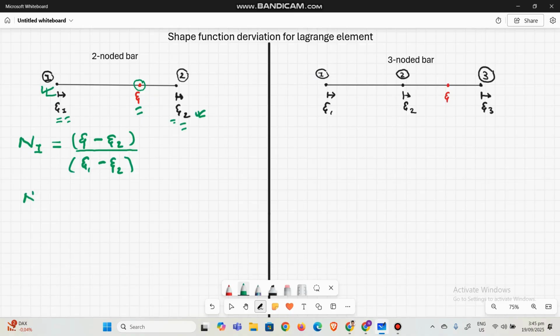So for node 2, you just do a similar thing. Now we are deriving the shape function for this node. So you are going to subtract xi with xi1. So xi minus xi1, divided by xi2 minus xi1.